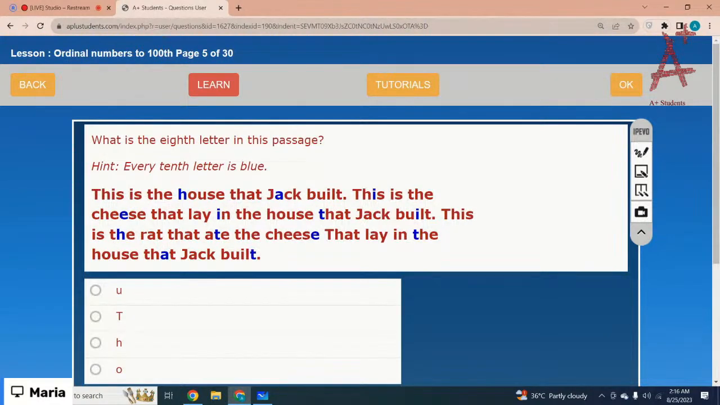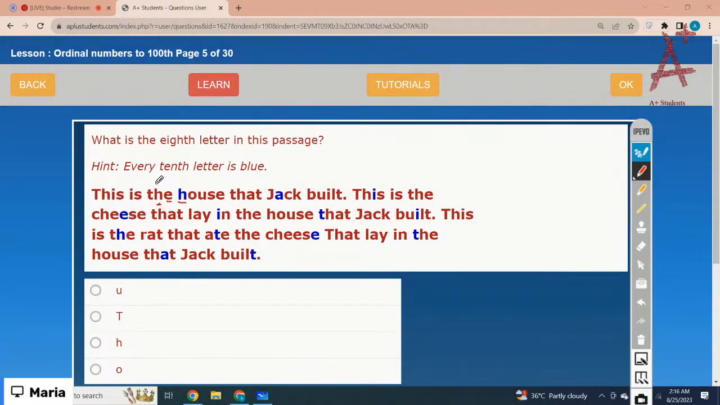What is the eighth letter in the passage? Okay, this one is the 10th, right? Go back to this is 9 and this is H. That means H in the R is the 8th letter, right? The correct option is H.